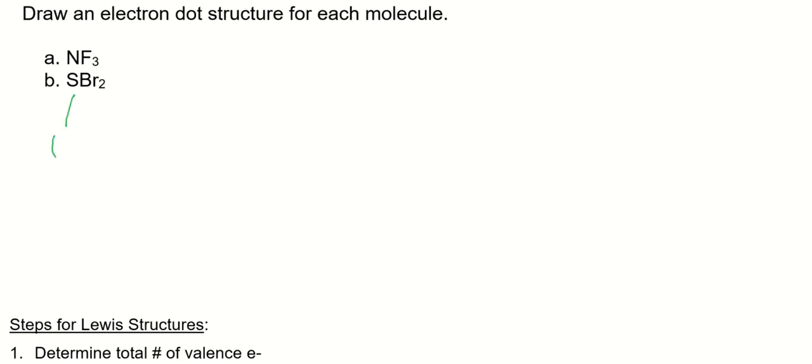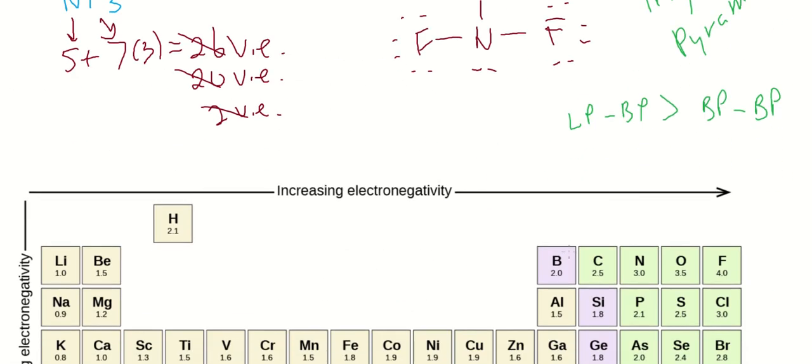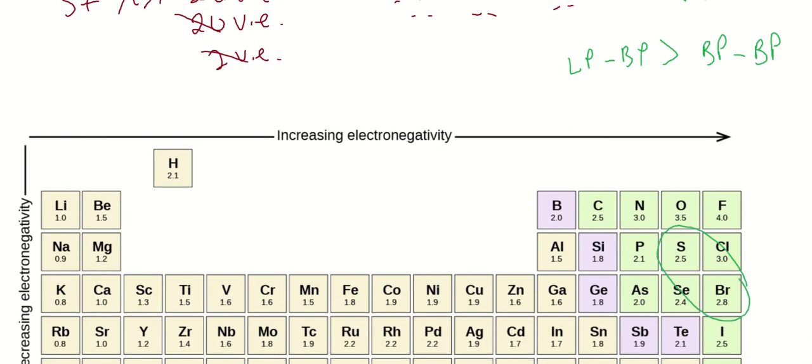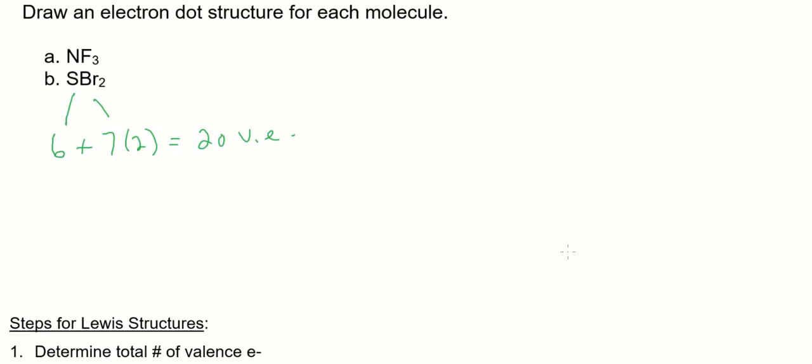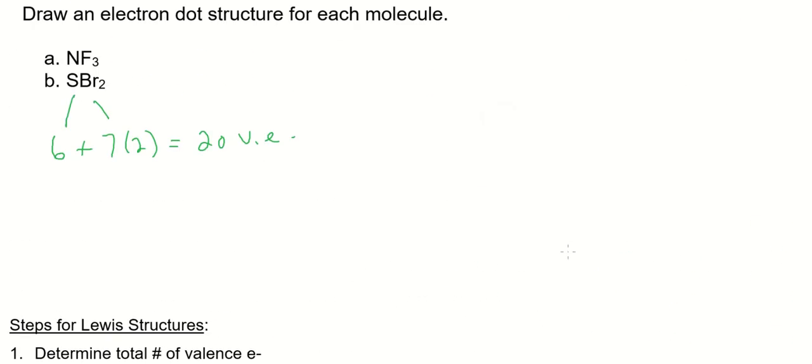Sulfur is going to contribute 6 valence electrons, and bromine, another halogen, is going to contribute 7, and there's 2 of them, giving us 20 valence electrons to work with. Now sulfur is slightly less in electronegativity than bromine. So sulfur is going to be the central atom. Let's draw that, surrounded by the 2 bromines.